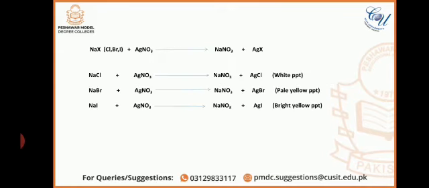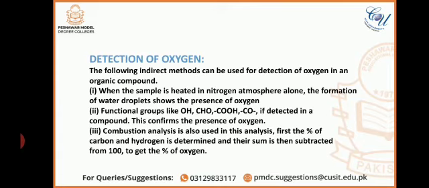Look at this reaction. Sodium halide plus silver nitrate gives us sodium nitrate and silver halide. If chlorine is present, then it will give us a white precipitate which is soluble in ammonium hydroxide. If bromine is present, then it gives a pale yellow precipitate slightly soluble in ammonium hydroxide, and if iodine is present, it will give a bright yellow precipitate which is insoluble in ammonium hydroxide.